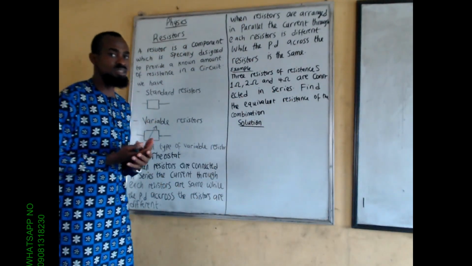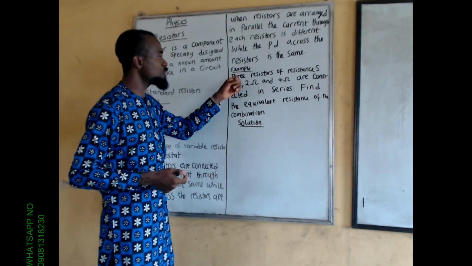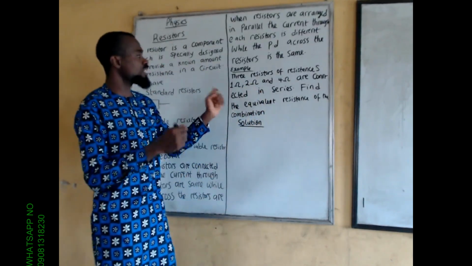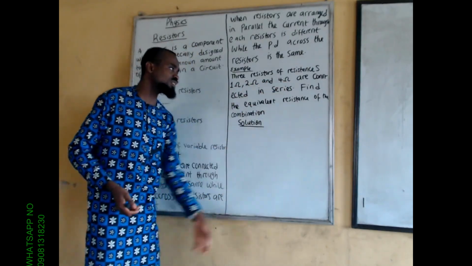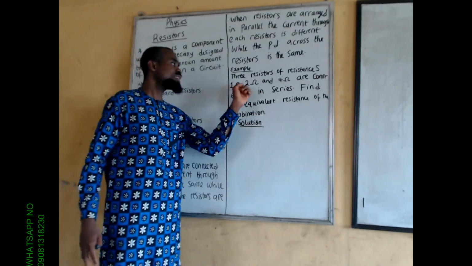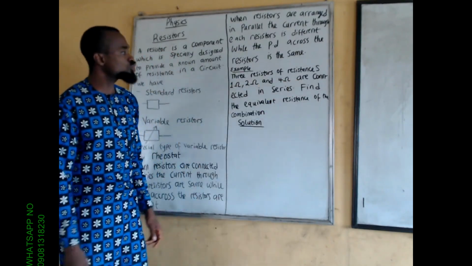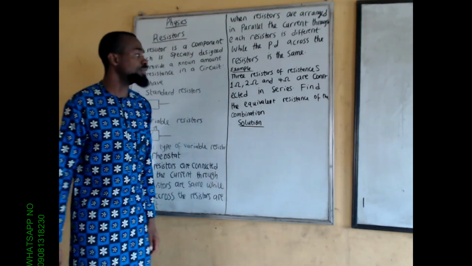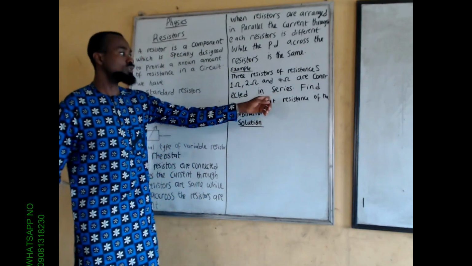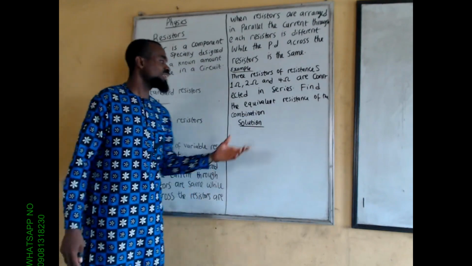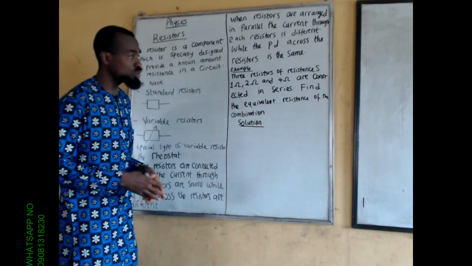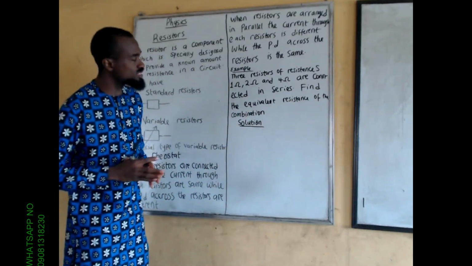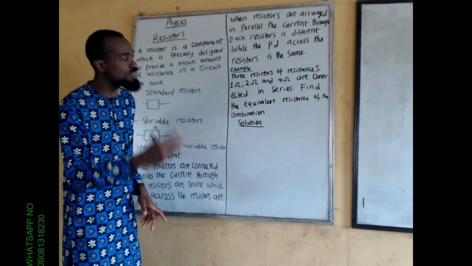I have earlier given the formula for it. In this example, we say three resistors of resistance 1 ohm, 2 ohms, and 4 ohms are connected in series. So you have three resistors with their resistances giving us 1 ohm, 2 ohms, and 4 ohms respectively, and they are connected in what connection? In series. Now we are asked to find the equivalent resistance of the combination, that is the total resistance that you can get from these three resistors.